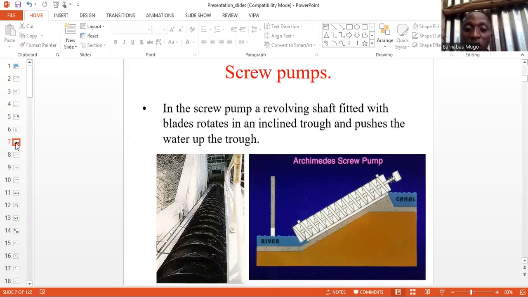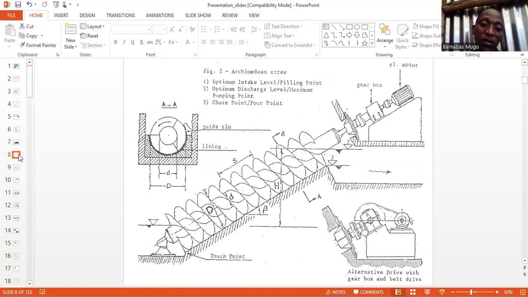Then the screw pump: as the screw rotates, it moves the water. That is, a revolving shaft fitted with a blade rotates in an inclined trough and pushes the water up through the trough. The same case there.